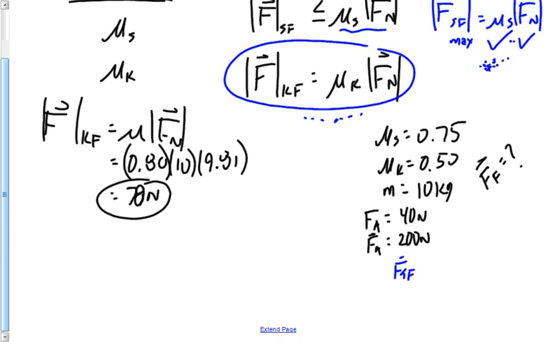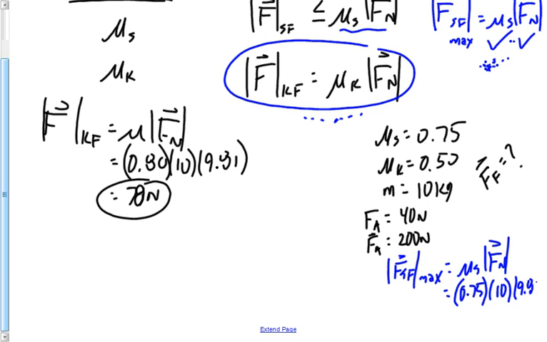F_s max is equal to mu s times Fn. The maximum value is 0.75 times, on a flat horizontal surface, 10 times 9.81. What does that equal? 0.75 times 10 times 9.81, 73.575 newtons. Okay, so we can't be any bigger than that for static friction.